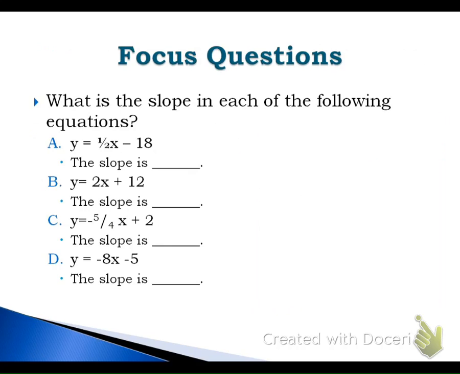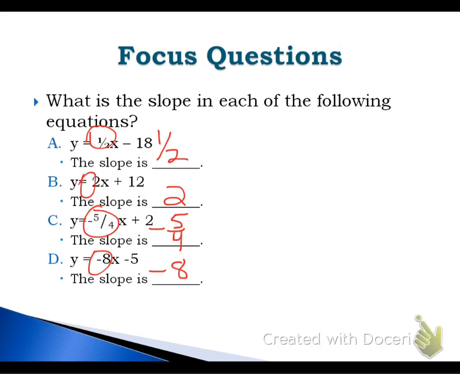So let's take a look at some examples. An example A, y equals 1/2 x minus 18. Which form of this equation is it in? It's in slope-intercept form, so the slope is simply the value in front of your x, or 1/2. Pretty easy. And this should be easy for all of these. If you look down, B is also in slope-intercept form, so your slope is equal to 2. C is in slope-intercept form, so your slope is negative 5/4. And D is in slope-intercept form, so the slope is equal to negative 8.